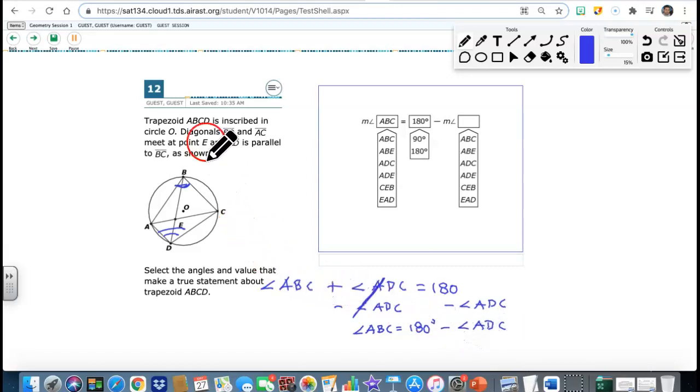So you have to think: trapezoid inscribed, opposite angles are supplementary, the sum equals 180. But they're not giving you one angle plus another angle equals 180; they're giving you a subtraction sign. So you subtract one angle from the other side. Angle ABC is equal to 180, because they're supplementary, minus angle ADC, which is this corner. So that is true, and that's my right statement. Opposite angles are supplementary. Excellent. Very nice. Let's go to number 13.